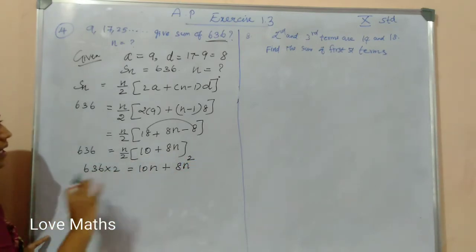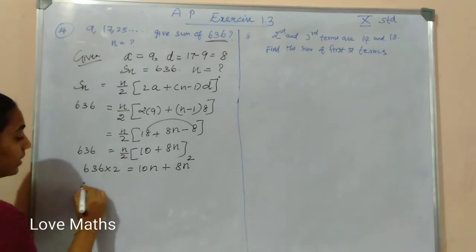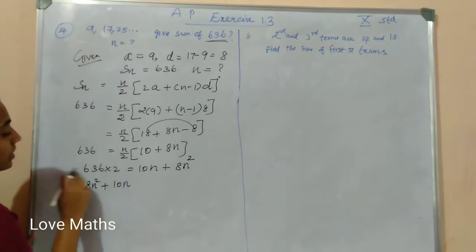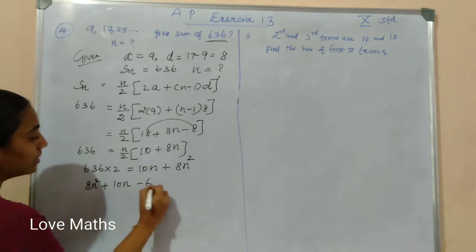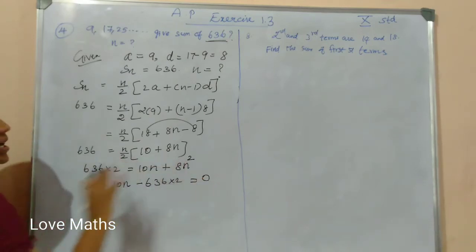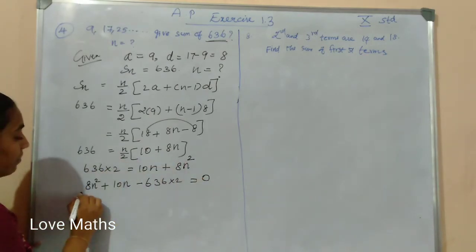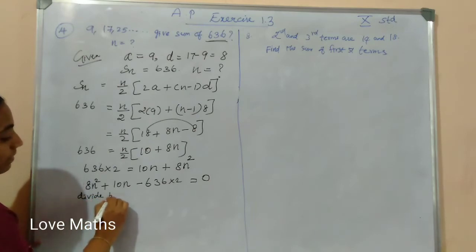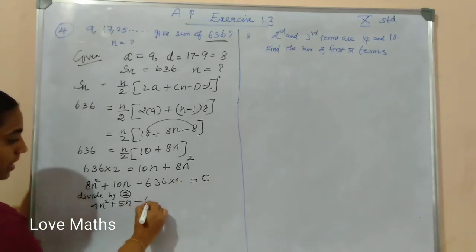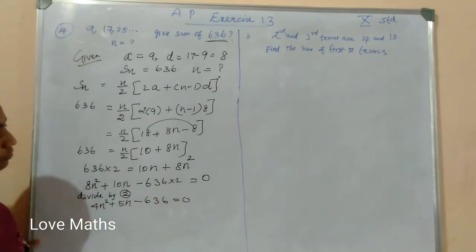Okay, it is looking like a quadratic equation. You take it like that: 8n square plus 10n, and this side comes as minus 336 into 2, equal to 0. All are even numbers, so you have to divide by 2. Divided by 2 means 4n square plus 5n minus 336 equal to 0.